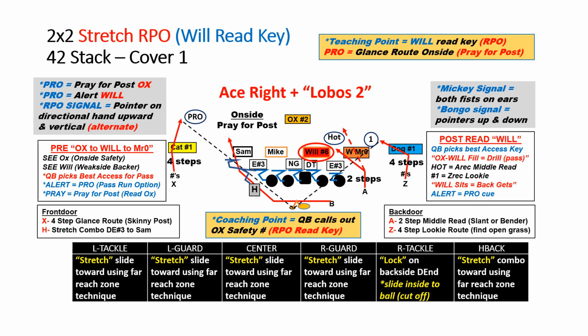So here's a look at stretch going to the left. You can see we'll read the Will with a Mickey route on the backside, but we also have the X to the left on the front side with what we call a PRO, a pass run option, being able to get the pray for post.